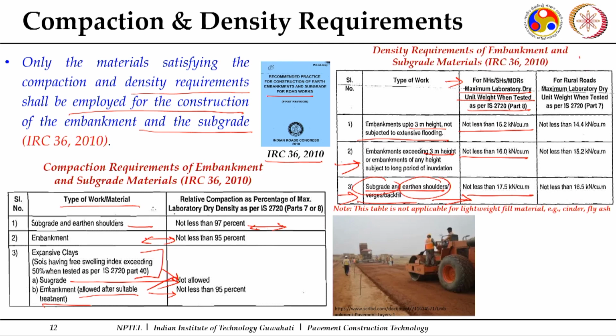And when it comes to rural roads, definitely the requirements are a bit relaxed. Here you can see compared to what you have for the state highways, national highways, major district roads and expressways. So this is an important thing which needs to be taken care of when you are selecting any material for subgrade. It is the foundation of your pavement structure. One has to be very, very careful.